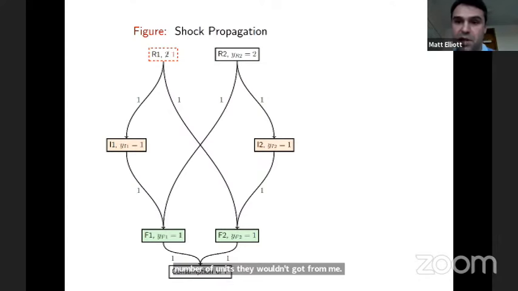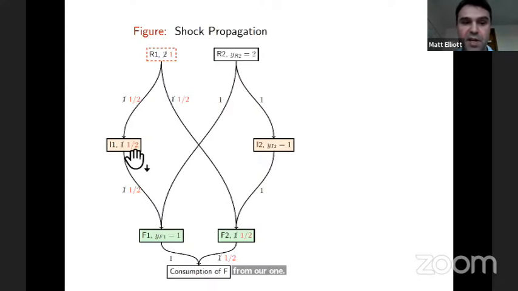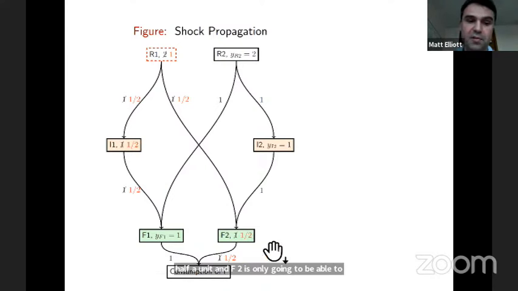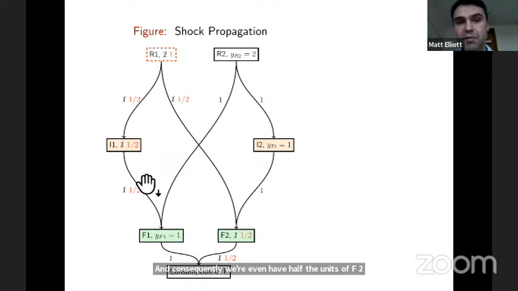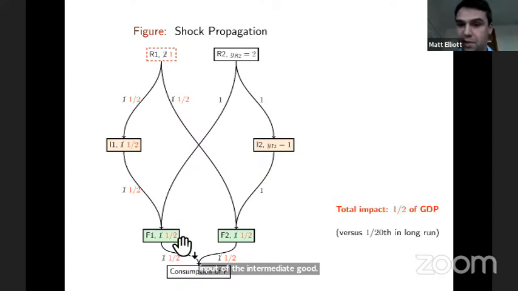So let's go back to our example and trace through the short run impact of the same shock. We're going to reduce the output of R1 from 2 to 1. By the proportional rationing assumption, that means that I1 is only going to get half a unit from R1, and F2 is only going to get half a unit from R1. That means that I1 is only going to be able to produce half a unit, and F2 is only going to be able to produce half a unit. Consequently, we're only going to have half a unit of F2 to consume, and F1 is only going to get half of its input of the intermediate good I, and so it's only going to be able to produce half as much as before as well.